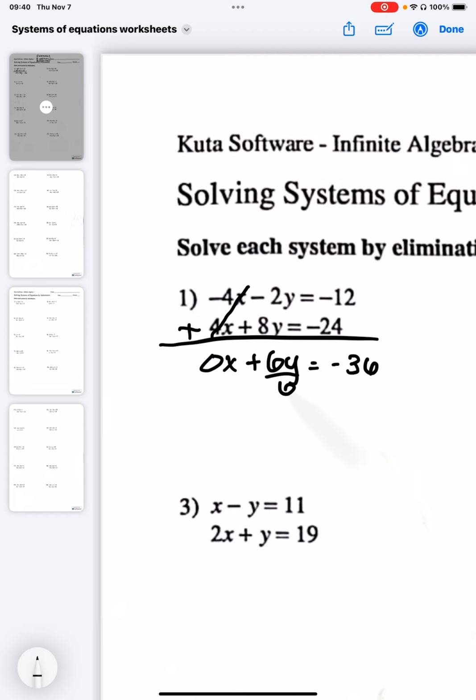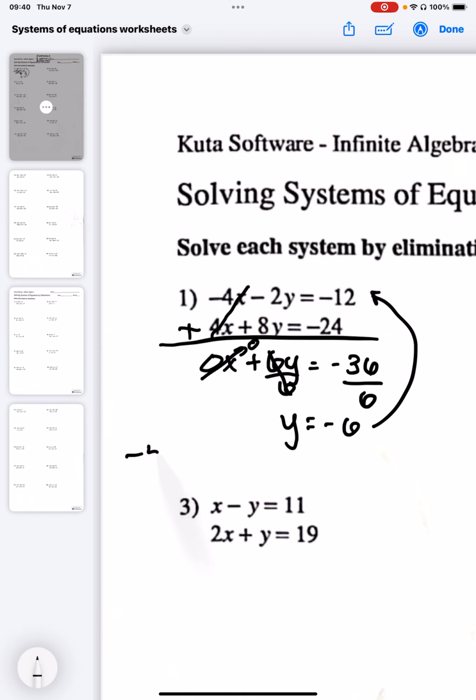We can divide both sides by 6 because the x value is gone now. When we do that, we get y is equal to negative 6. So that's your first answer. And then you can plug this y equals negative 6 back into one of your original equations. I'm going to plug it back into this first equation.